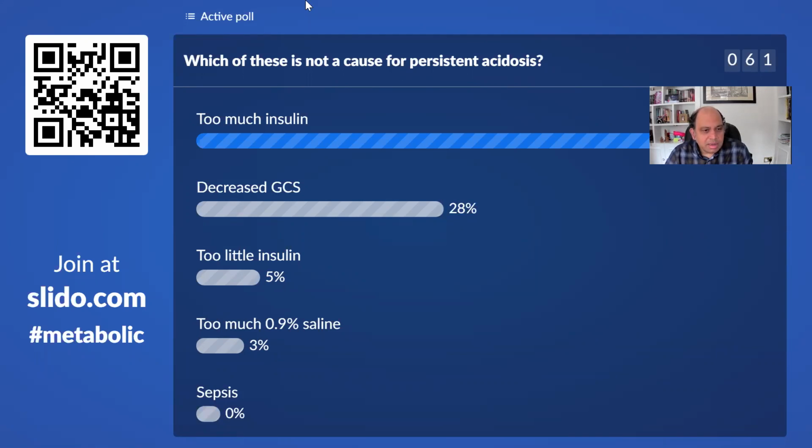Too little insulin causes the ketosis not to go away. Ketosis needs to stop in order to reduce the acidosis, and too little insulin clearly means the ketosis isn't going to stop. Too much 0.9% saline, because of the hyperchloremic effect, can cause persistent acidosis from too much chloride, and that's another reason. Sepsis clearly can cause persistent acidosis and is maybe one of the biggest confounding factors within DKA presentations. So just be aware, persistent acidosis may mean lactic acidosis from sepsis.